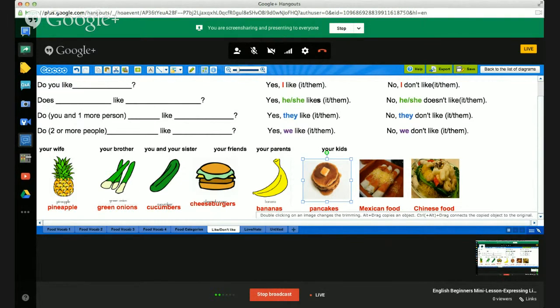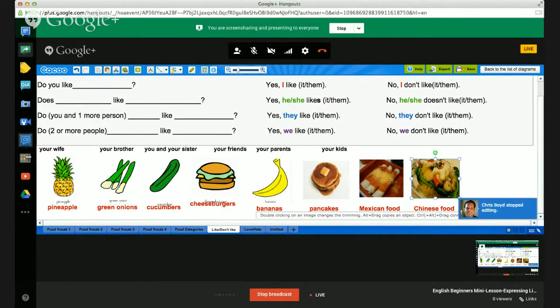The first one we have is Mexican food. Mexican food. And then the last cuisine and the last food words that we have are Chinese food. Chinese food. All right, let's take a look at the sentence structure, shall we? So come all the way up to the top here.